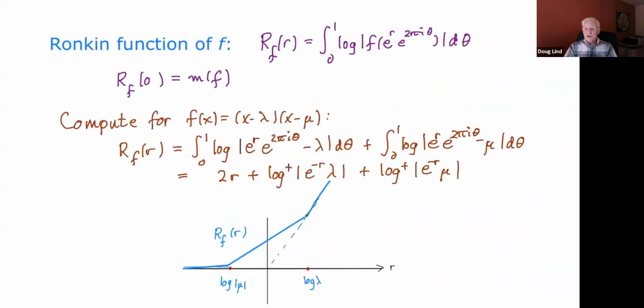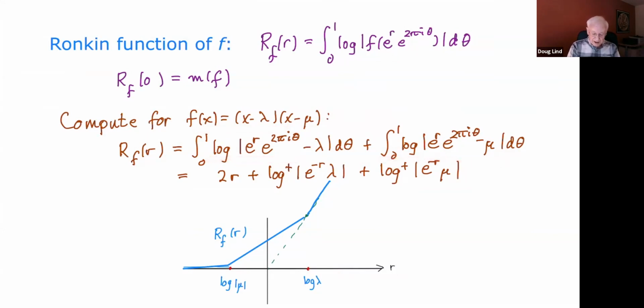I want to introduce two other things in order to describe this decimation function. The first is the Ronkin function of f. So the Ronkin function is just simply this integral of log mod f. It's like the Mahler measure, except you have a scaling factor of e to the r in there. And so in particular, the value of the Ronkin function at 0 is just the Mahler measure of f. So let's compute the Ronkin function of our example. F is this product. And we can feed that into this formula, and we'll get this integral plus this integral.